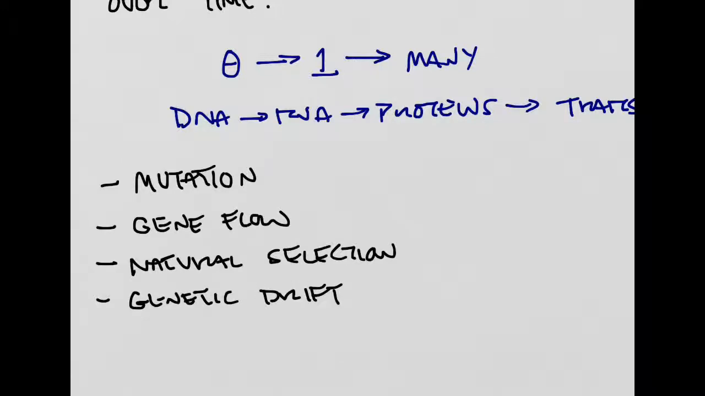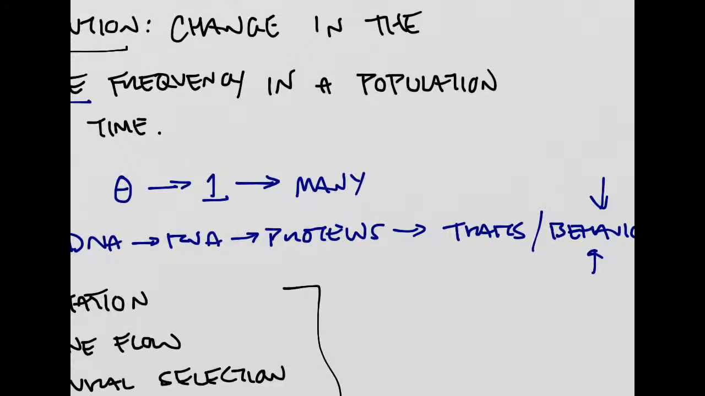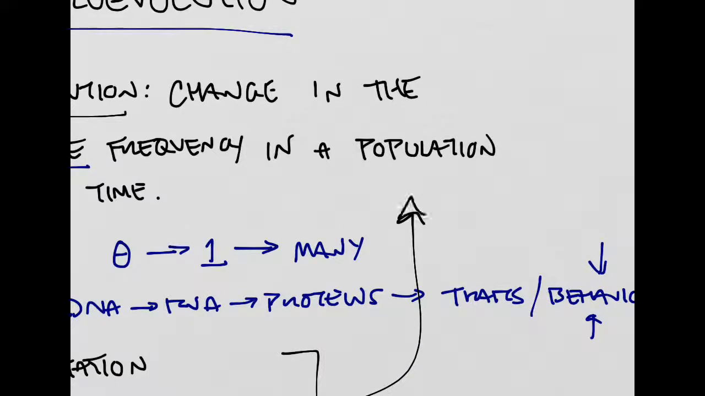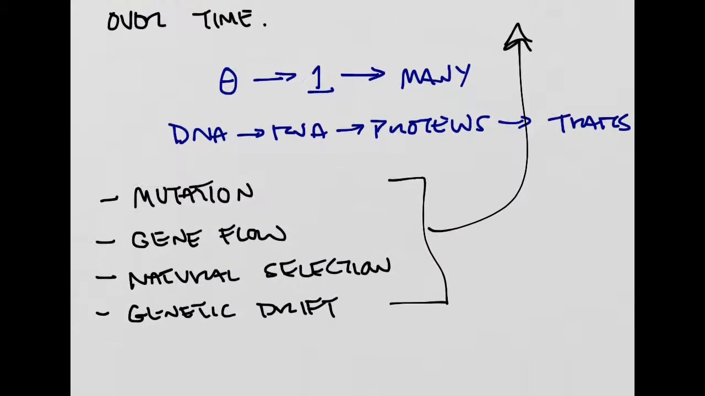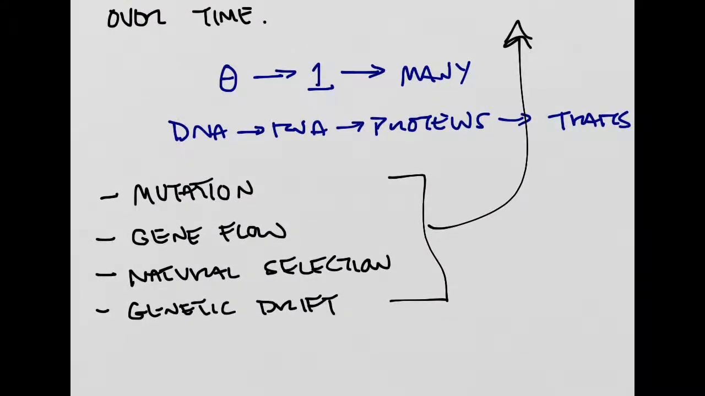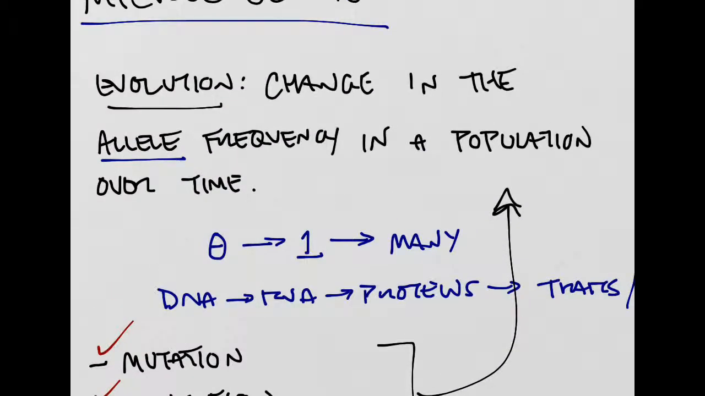These are all things that ultimately lead to the evolution that I'm talking about here, which is this definition of evolution, a change in the allele frequency of a population over time. Okay, so each one of these things in turn, mutations, gene flow, natural selection, and genetic drift, are forces that will lead to this type of evolution.